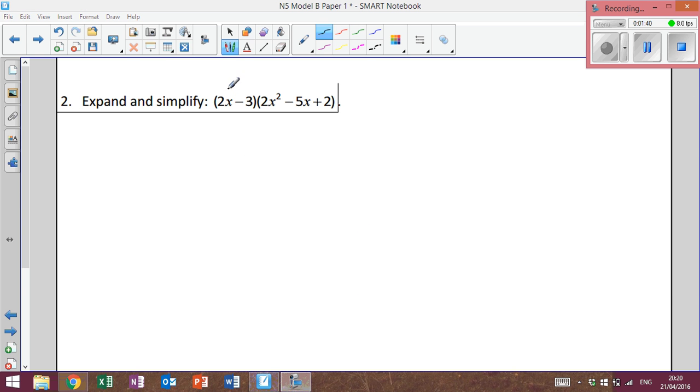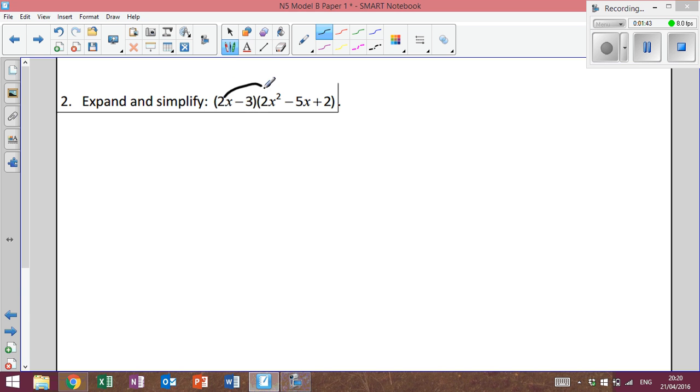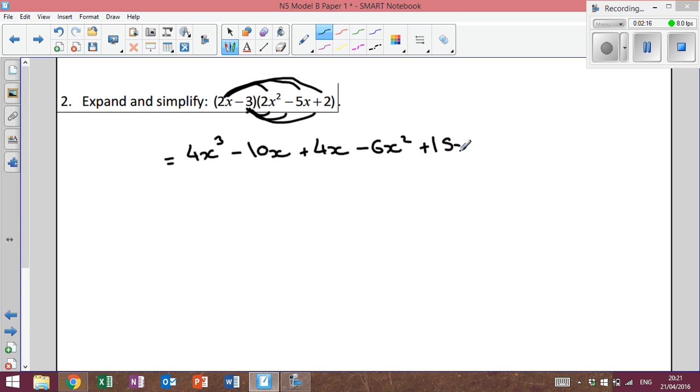Right, question two here. We're going to expand double brackets, so we're going to use our rainbows and multiply everything in that second bracket by that 2x. So 2x times 2x squared gives me 4x cubed. 2x times minus 5x gives me minus 10x squared, and 2x times plus 2 gives me plus 4x. Then we multiply everything by negative 3. Negative 3 times 2x squared is negative 6x squared. Negative 3 times negative 5x is positive 15x, and negative 3 times positive 2 is negative 6. Then you just simplify.